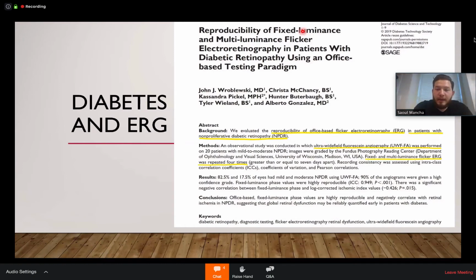So they had patients with non-proliferative diabetic retinopathy. 87% were mild, and the remainder were moderate. They also underwent ultrawide-field fluorescein angiography to get a good idea of the retinal ischemic index, and they're going to compare those two later on. Then they checked the fixed and multiluminance flicker ERG, and they repeated these 4 times, a week or a little bit more than a week apart.